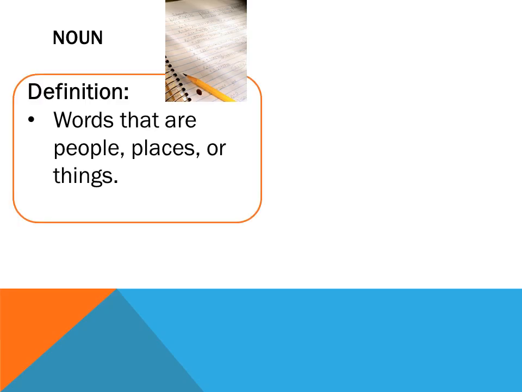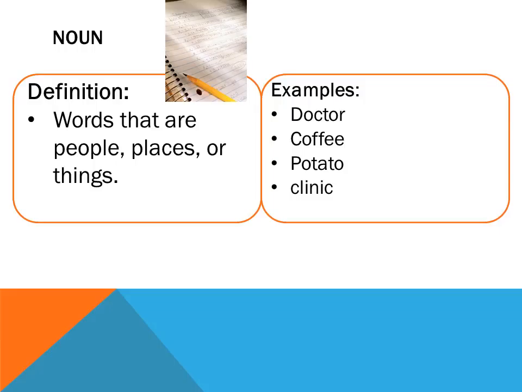Noun. Let's take some notes. The definition: words that are people, places, or things. Some examples. A doctor. That's a noun because it's a person. Coffee. That's a thing. It's a noun. Potato. Again, a thing. It's a noun. Clinic. That's a place.